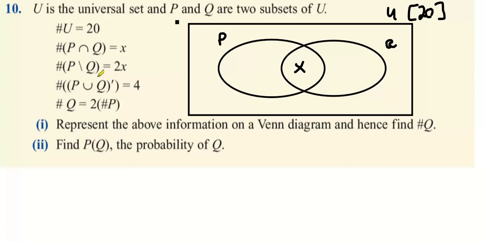Everybody inside P that's not inside Q is 2x. What about the next one? Everything outside P union Q has to be 4 people. What does the hashtag mean? If I wrote a list, I could say Anto, Ben, Carl with a C, and Daniel. Those 4 lads are outside P and Q. But I wouldn't list them all down. Because it's a hashtag, I'd say it's just 4 of them. The hash symbol means 4 of them.